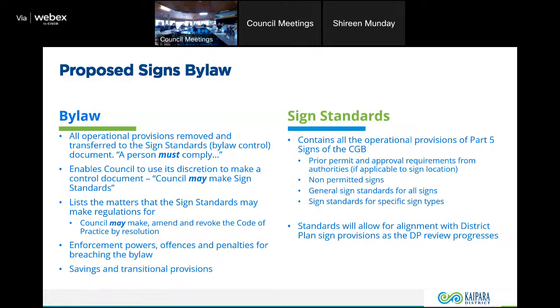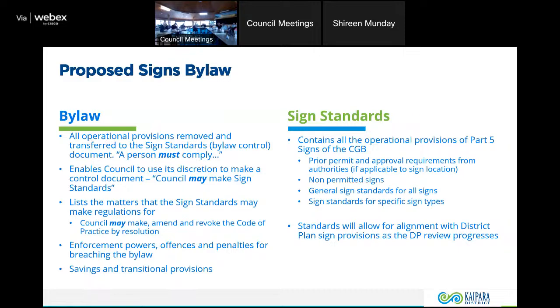So council may make, amend and revoke the code of practice by resolution. The reason the bylaw itself lists the matters that the code can regulate is to provide public transparency. It also creates a boundary for council discretion. Under section 13 of the Bylaws Act 1910, which enables this control document as well, there is a test of unreasonableness. By listing in our bylaw the matters that the code of practice or the sign standards can make regulation around, it closes in that discretion and makes sure that council doesn't act unreasonably. So therefore, we're fulfilling those legislative requirements. Okay.